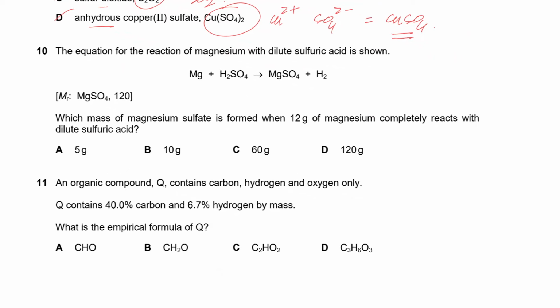Which mass of magnesium sulfate is formed when 12 grams of magnesium completely reacts? Again, you're given known data.